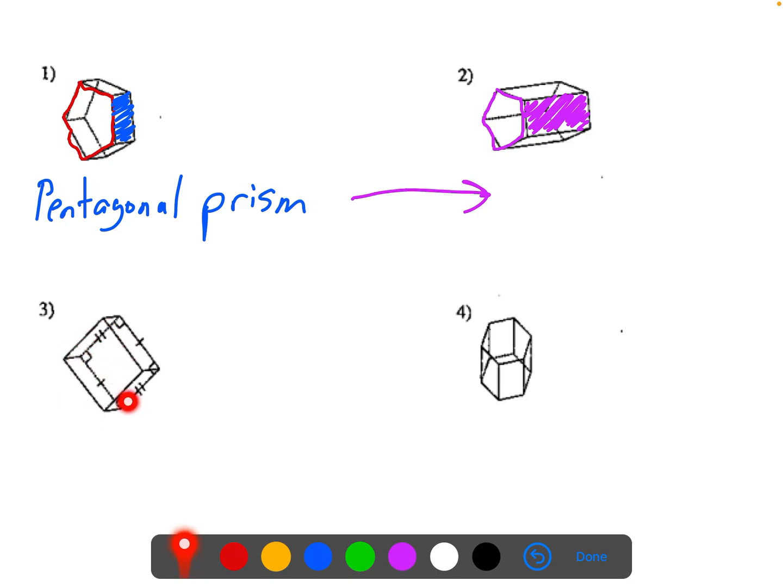If we look here at the next one, we need to decide the base of this. Now, this one's kind of interesting because it could really be either rectangle. So notice how the edges are all rectangles. These faces here are rectangles. If we called this front surface the base, that'd be fine. We could also call one of these faces on the edge the base of the figure. It truly doesn't matter. It's going to be a rectangular prism.